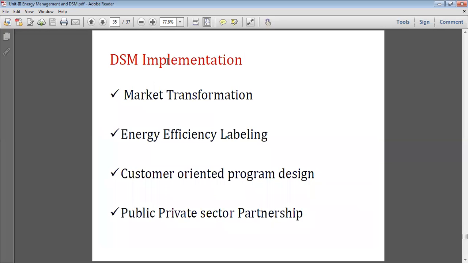Now, DSM implementation. How are we going to implement this DSM? Because it consists of utility participation, it should also consist of market participation: manufacturers are there, consumers are there. So first is the market transformation. What is market transformation? Market transformation means that in the market only energy efficient machinery should be available.